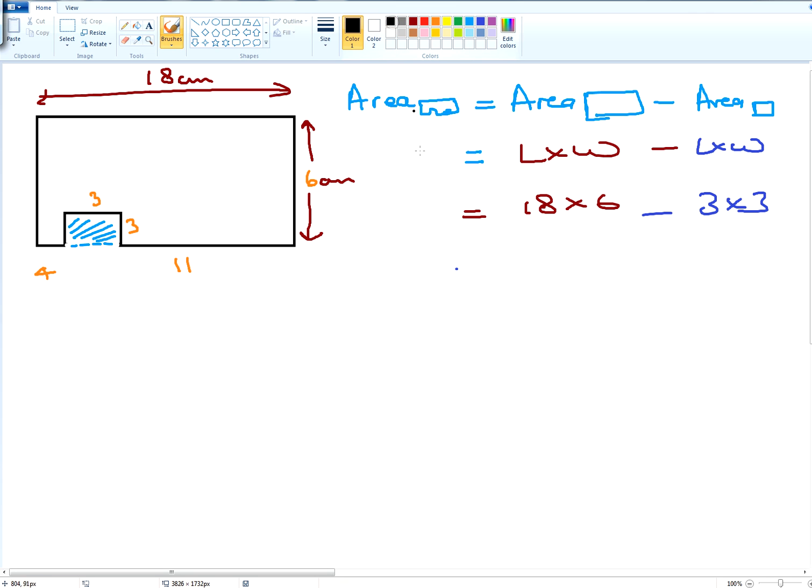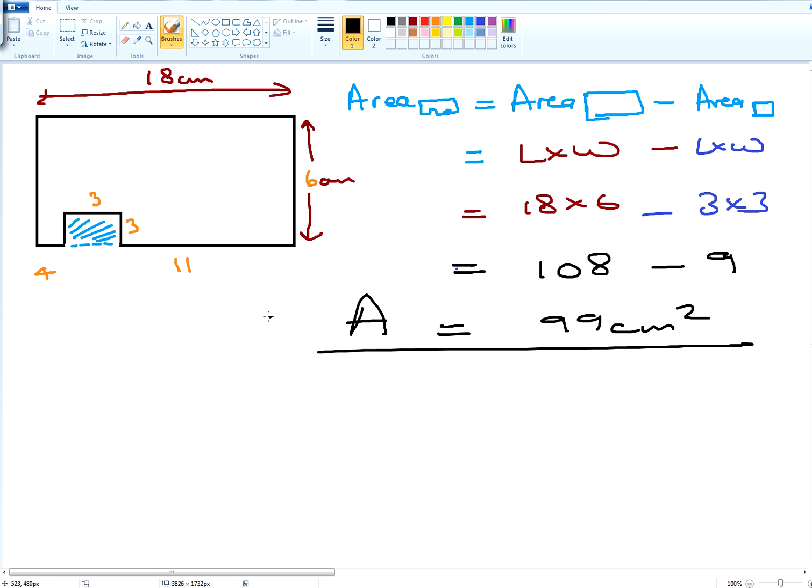So what do we have now? 18 times by 6 will give you 60 plus 48, which is 108. And 3 times by 3 is 9. 108 minus 9 is 99. So the area of that shape is 99 centimeters.